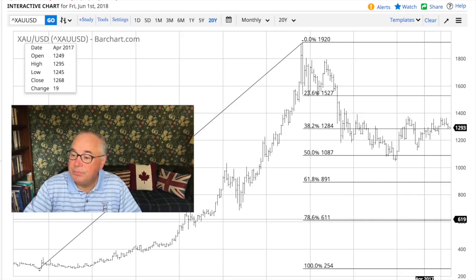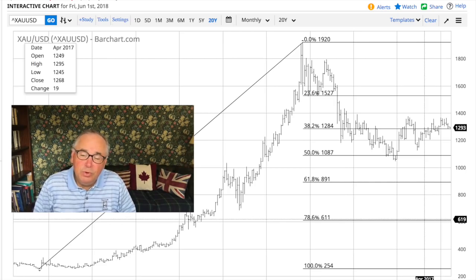So that 1280, 84 area is still going to be important support. Above, the recent high this week has been around 1306, 07. That's been where the bullion banks and the powers that be have capped gold. But the high from last month is 1326. So that's gold longer term.